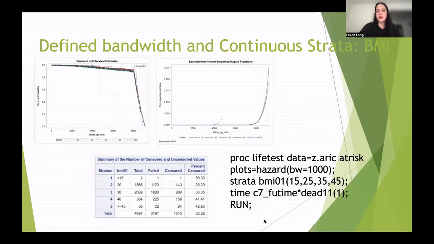You can also define your bandwidth. Again, we're looking at hazard plots right here, and then also a survival plot to the left. And you just use the bandwidth statement in parentheses where you specify your atrisk statement. So bandwidth equals 1000 here, and we're looking at strata of BMI, so 15, 25, 35, 45 for our BMIs.